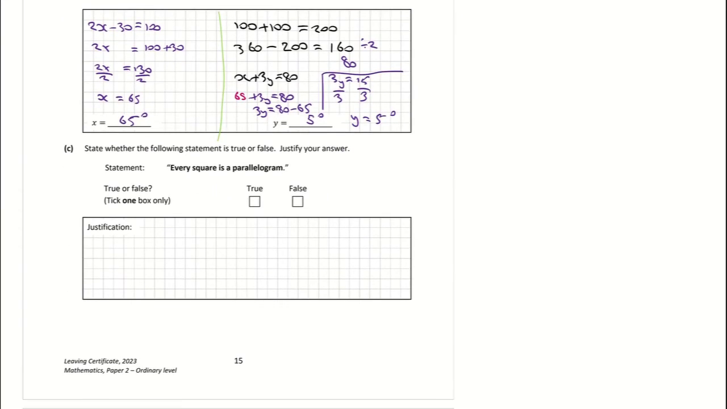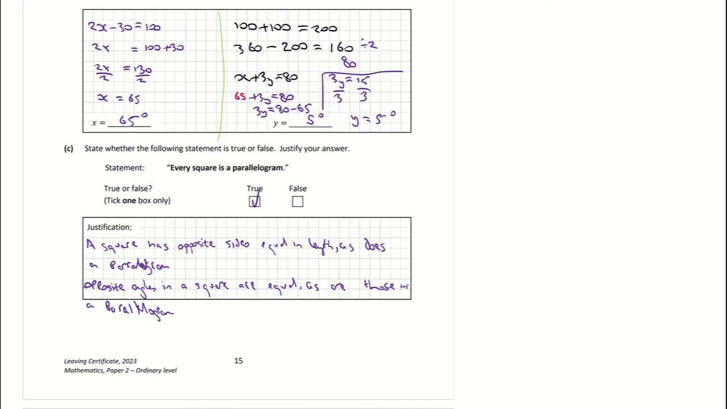And the final part, C: state whether the following statement is true or false, justify your answer. Every square is a parallelogram. I'm going to say true. So the first part of my justification is a square has opposite sides equal in length, as does a parallelogram. So that means the square is linking to my parallelogram.